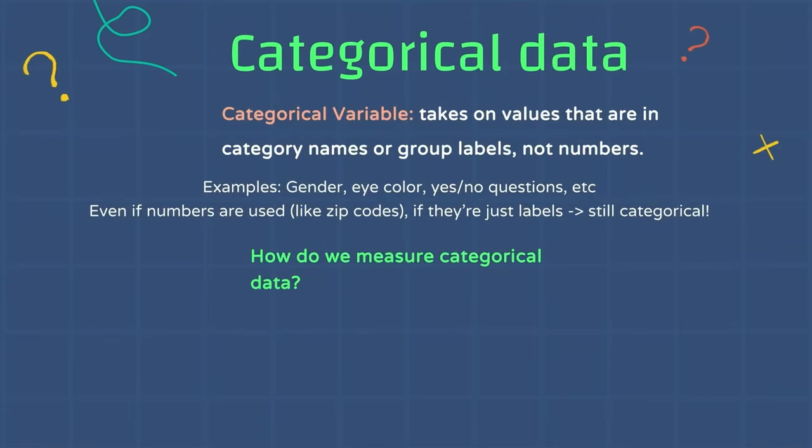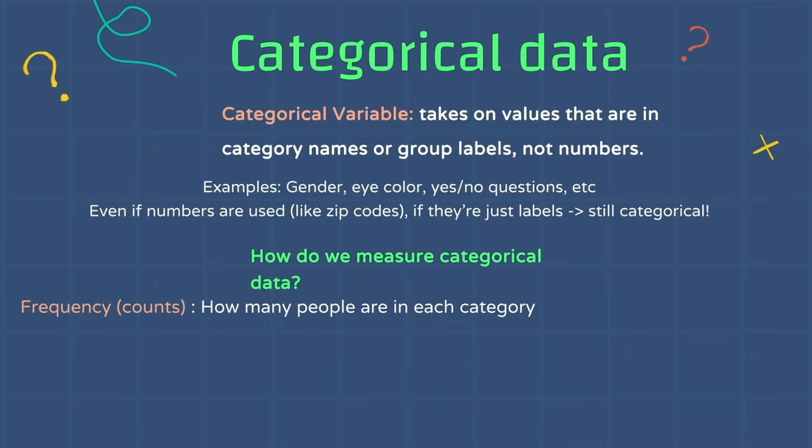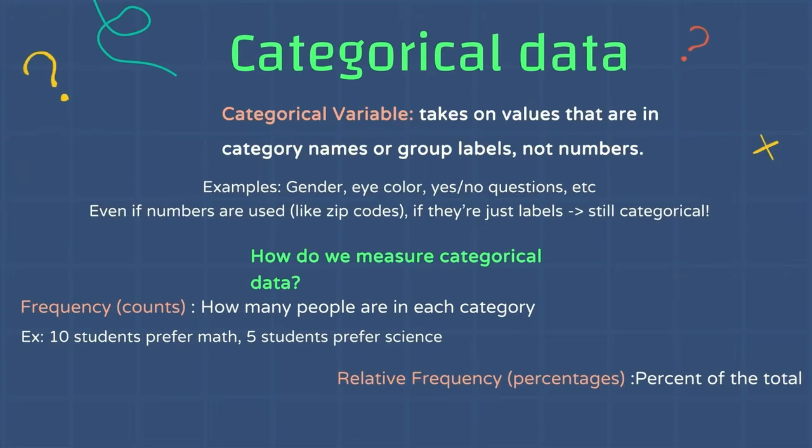So, how do we measure categorical data? One way is frequency, which are counts. So, how many people are in each category? For example, 10 students prefer math, 5 students prefer science, while relative frequency are percentages of the total. So, for example, 67% of students prefer math, 33% of students prefer science.